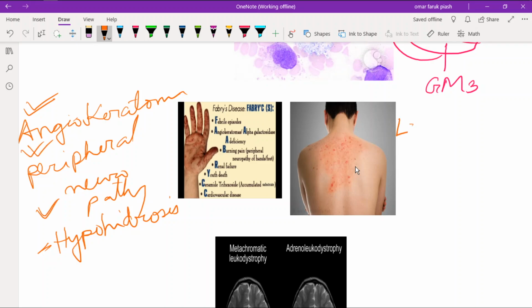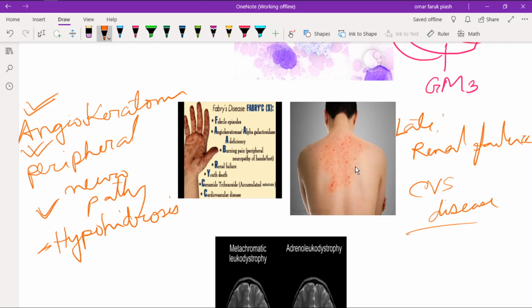In the late complication, you may get renal failure, and you may get severe disease. These are the features of Fabry disease. You can remember this naming: febrile episode, angiokeratoma. Here, the most important thing is that the alpha galactosidase A enzyme is deficient.